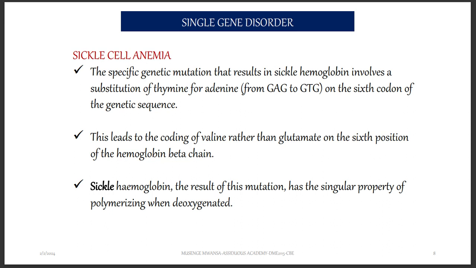Sickle hemoglobin, the result of this mutation, has the property of polymerization when deoxygenated. In other words, this mutated hemoglobin does not have enough capacity to carry oxygen. All right.